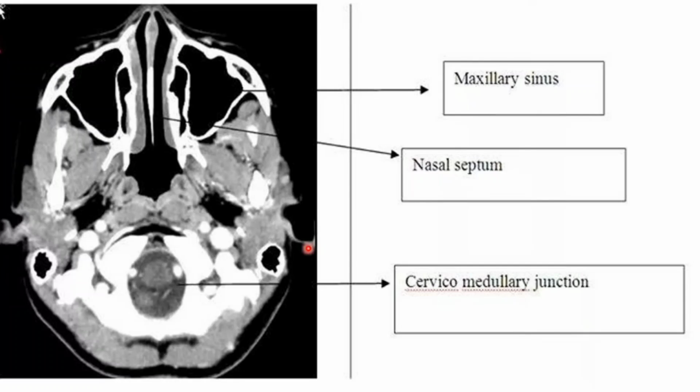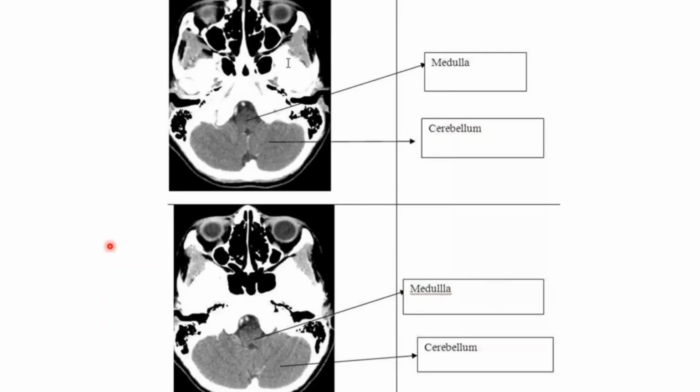They unite at the pontomedullary junction to make the basilar artery. So this level is called the cervicomedullary junction, because here the cervical area and the medullary area unite together. In this view you can appreciate the nasal cavity and the maxillary sinuses. Here on this image you can appreciate these two white dots come close. These were the vertebral arteries, and now they are uniting to form the basilar artery.